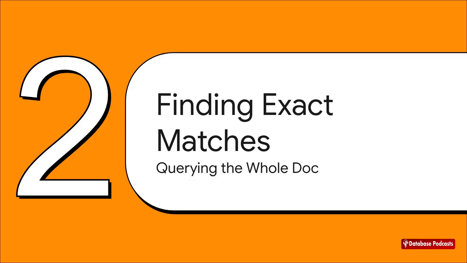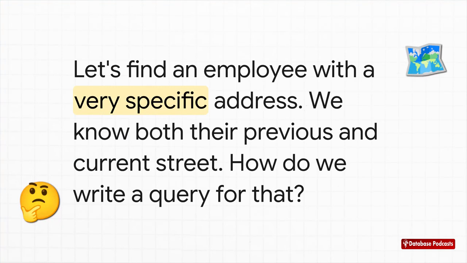Okay, so we've got our data nested. Now how do we find anything? Let's start with the most direct approach. What if you want to find a document by matching the entire embedded document? So check this out. Let's say we're looking for this specific employee, and we know their exact address details, both the previous street and the current one. How do we write a query to find just this one person?